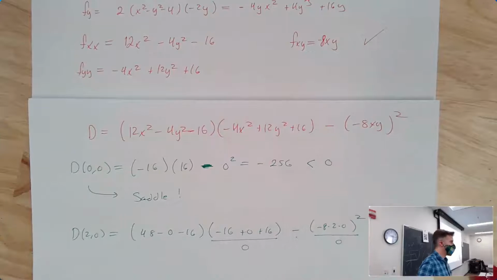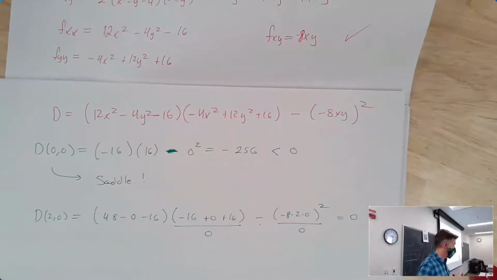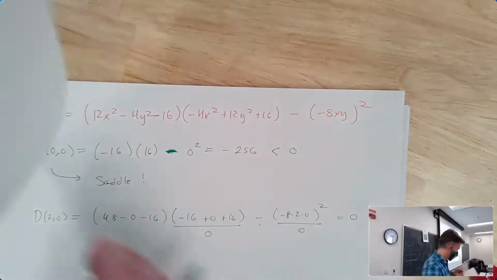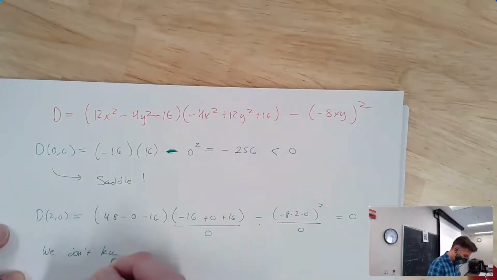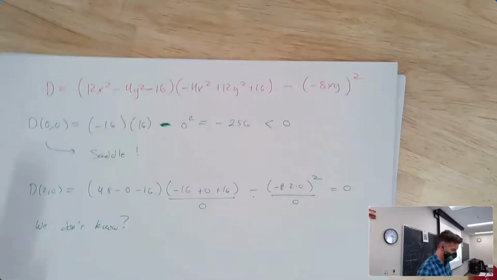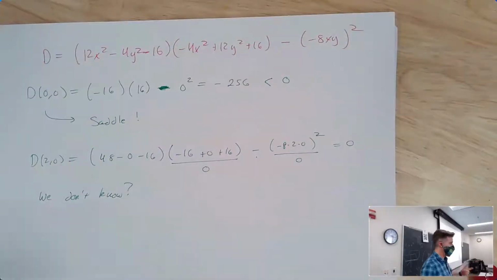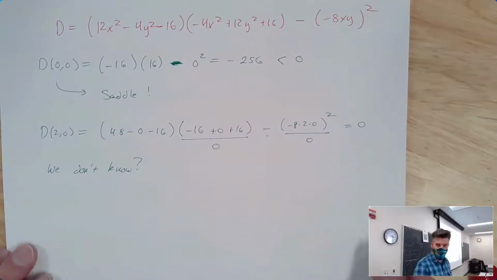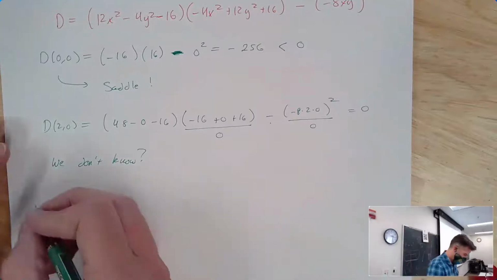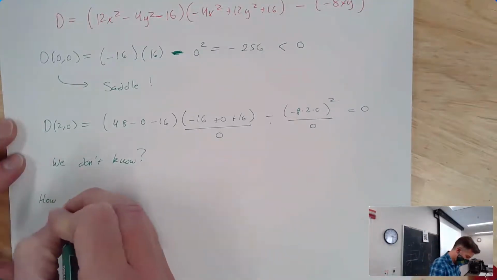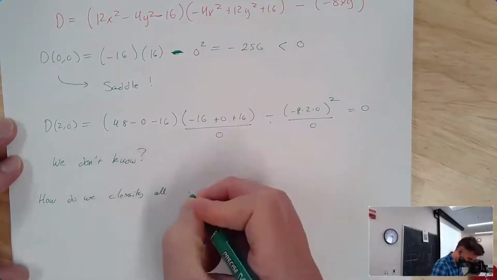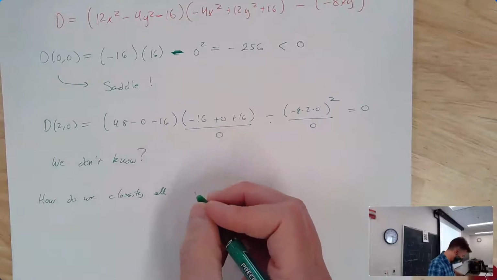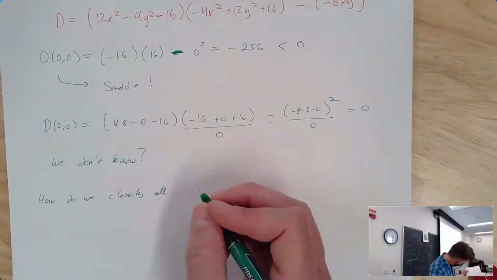We're not thrilled about 0 because 0 means we don't know, right? It's unknown. And that's okay. For that question, they just ask you to classify either it's a max, a min, a saddle, or unknown. Now the question is, and this is the part that I think is kind of interesting, how do we classify all the points where x squared minus y squared minus 4 equals 0?